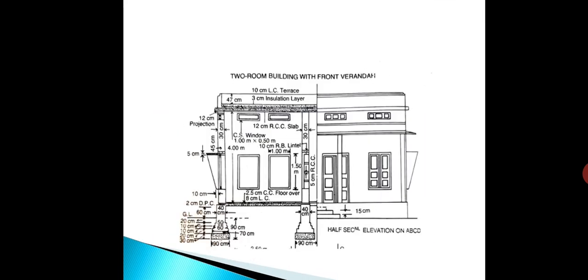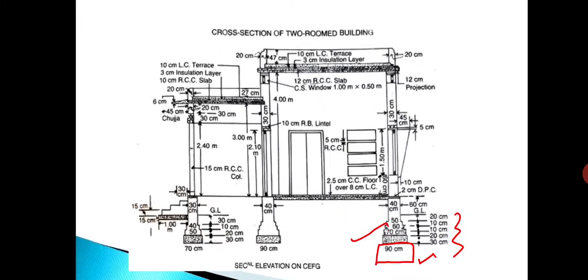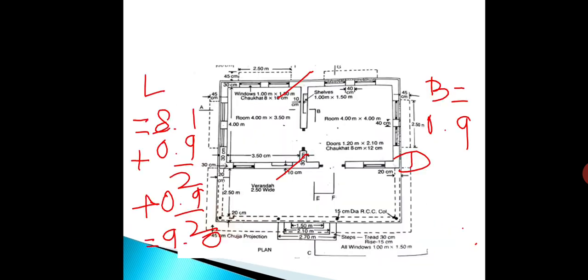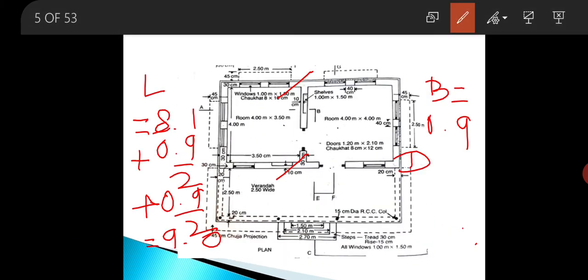So see here, the depth of the cement concrete work in foundation is given as 30 centimeter. Therefore, the depth will be equal to 0.3 meter. Clear? So these are the dimensions of long wall. So now we will move to the short wall.